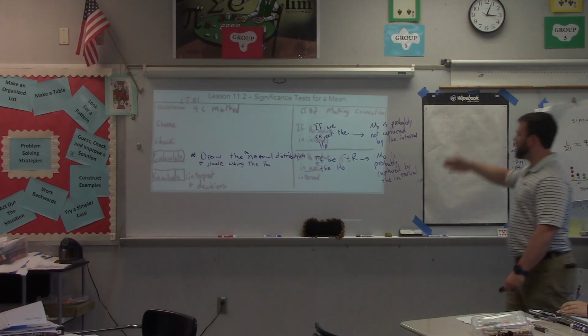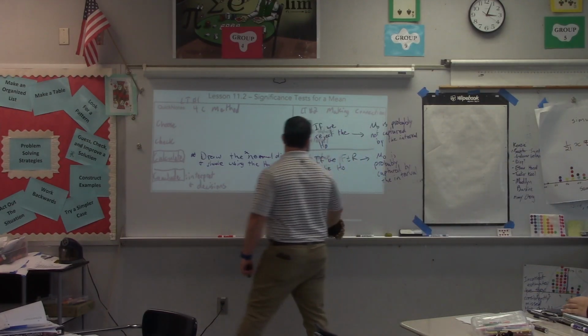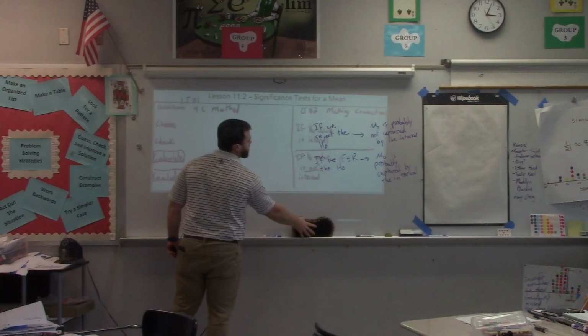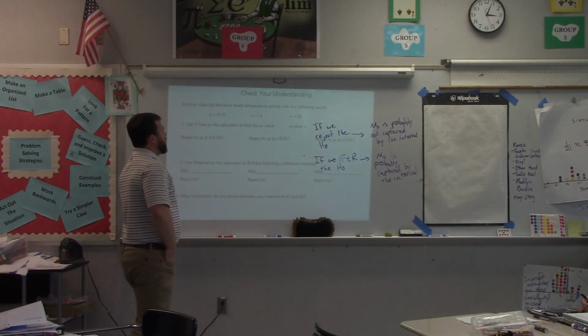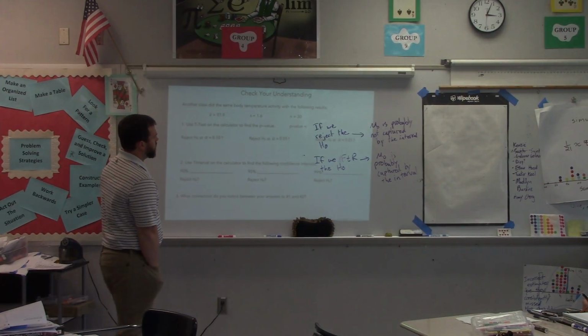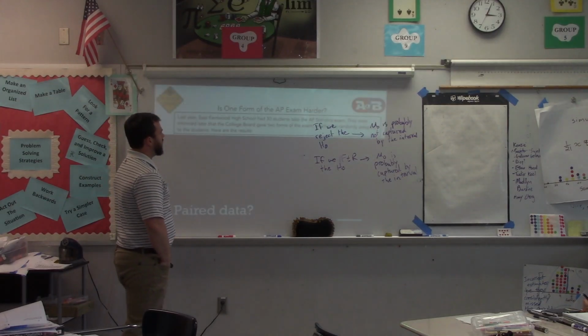So if the null is in the interval, fail to reject. If the null is not in the interval, reject. I should have remembered that was in there. Alright, I know I need to do quite a few check your understandings. I'll work on those immediately after school for a little bit and upload several of them.